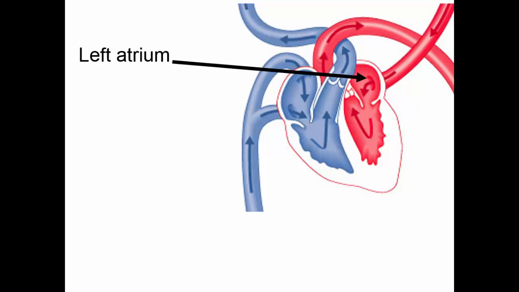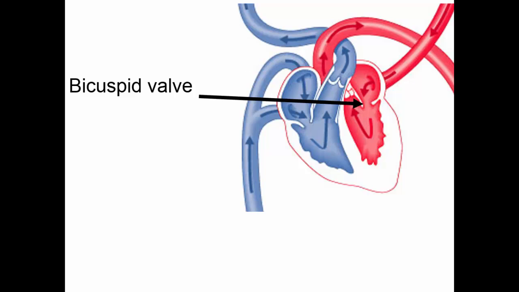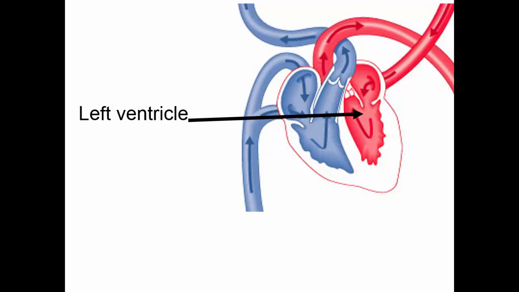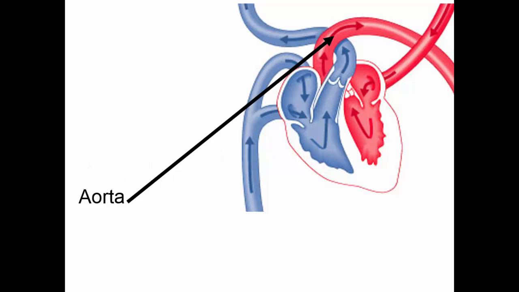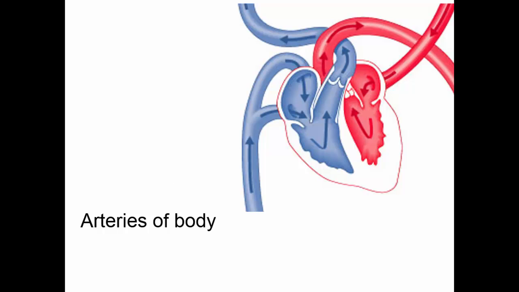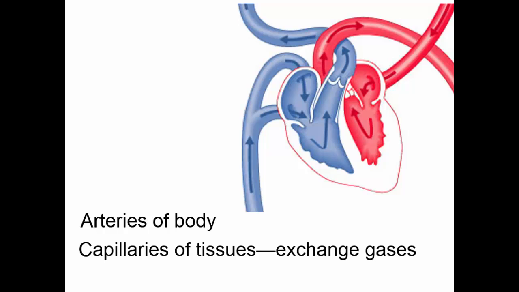When the left atrium contracts, blood will go through the bicuspid valve, or the mitral valve, into the left ventricle. When the left ventricle contracts, blood will be forced through the aortic semilunar valve into the aorta. The aorta will deliver blood to all of the arteries of the body, will break down into the little capillary beds of the tissues, and will have the exchange of gases, nutrients, and waste products. The capillaries will drain back into the veins of the body, and the blood will return via the inferior and superior vena cava back to the right side of the heart, and we will start all over again.